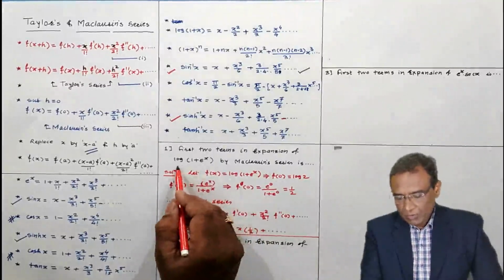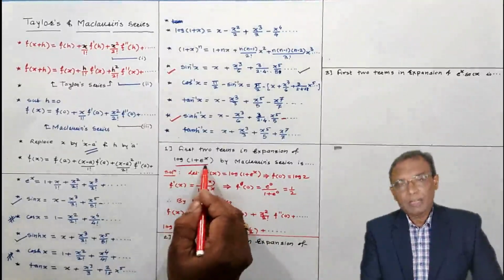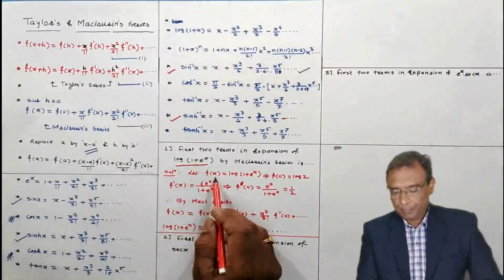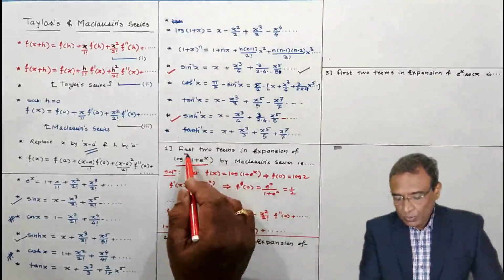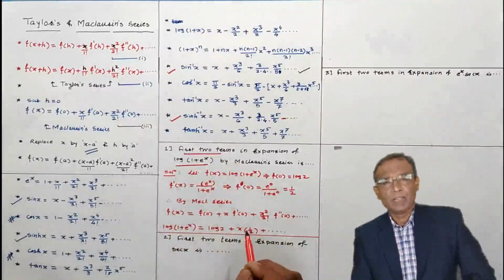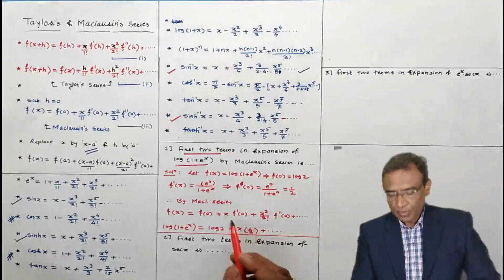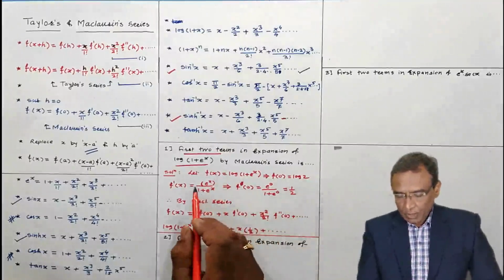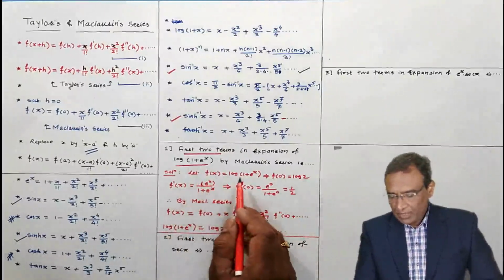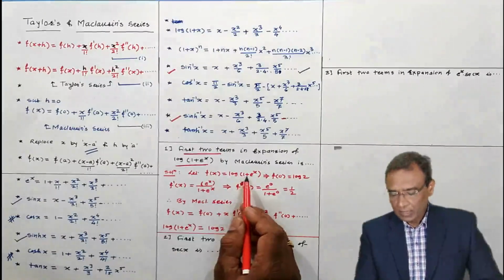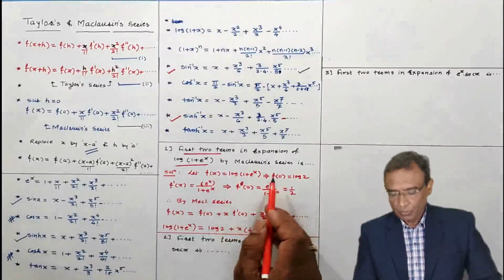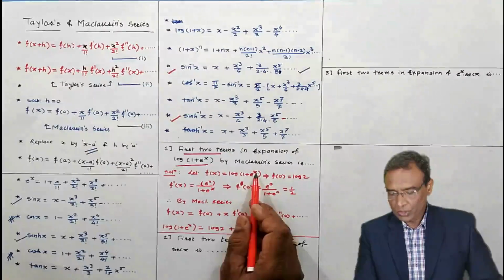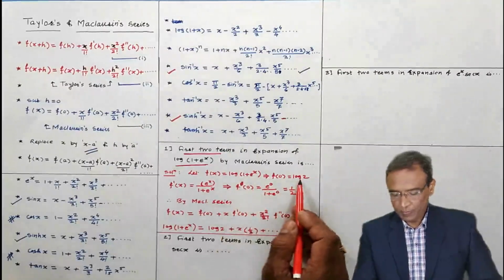We are expanding this function. You may be given any function in place of this. So let us denote it by f(x). Remember, I want the first two terms in the expansion. In MCQs, most probably the first two terms of the expansion will be asked. Immediately find f(0): put x equal to 0. Log of 1 plus e to the power 0. E to the power 0 is 1, 1 plus 1 is 2, so log of 2.